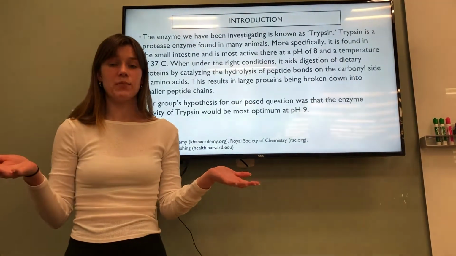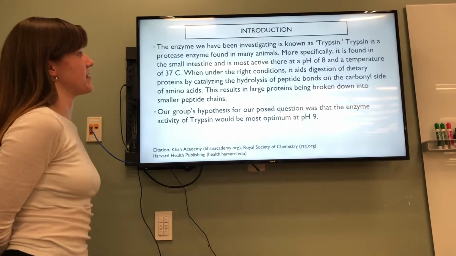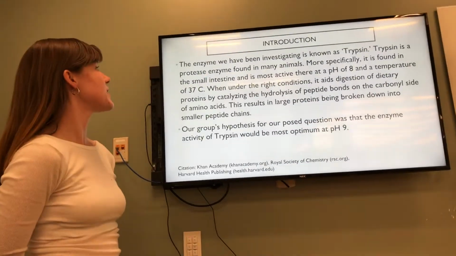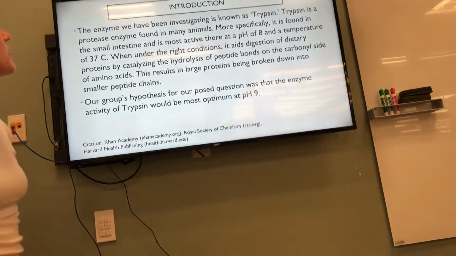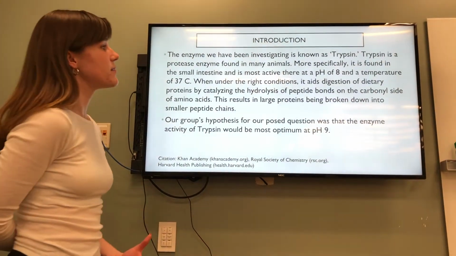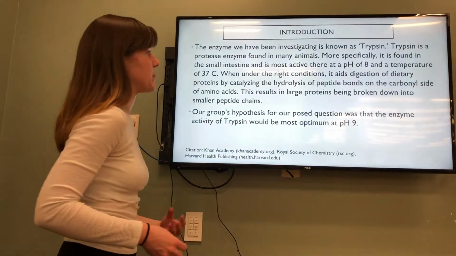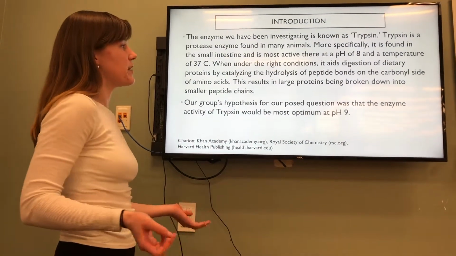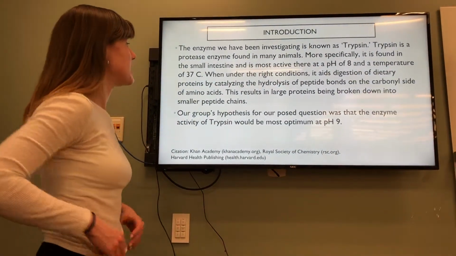One of the enzymes that promotes chemical reactions in our body is the enzyme that we've been investigating, trypsin. It's a protease enzyme found in many animals in the small intestine. It is known that the pH of the small intestine is 8 and that the temperature is 37 degrees Celsius. And under the right conditions, the enzyme trypsin aids digestion.